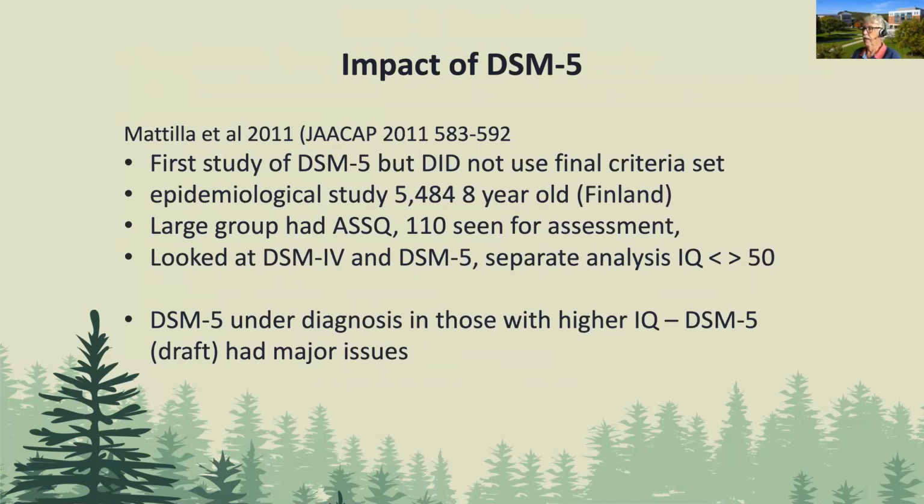But this was the study that was done with a slightly earlier version of the DSM-5 criteria on a large sample, children in Finland. And they discovered there were really problems, especially with higher IQ cases losing their diagnosis. But the DSM-5 folks said that they're not really using our final criterion set.